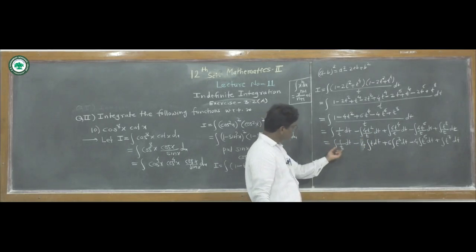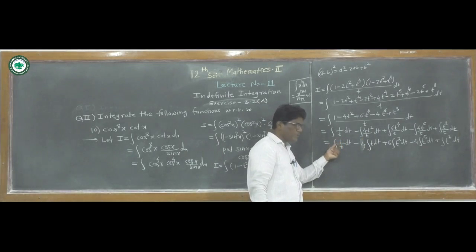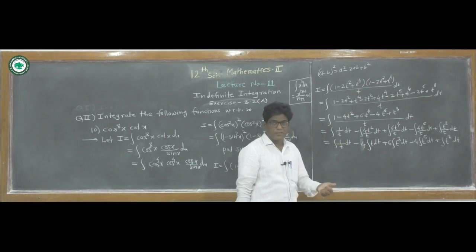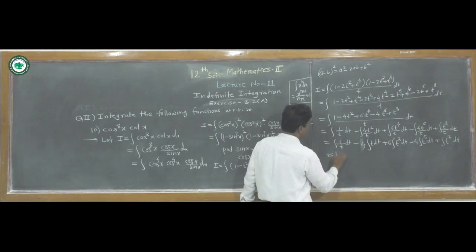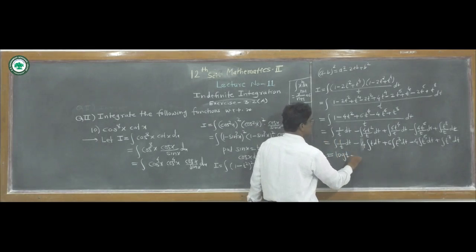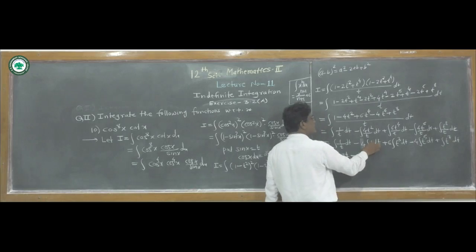Now here the first integral is integration of 1 upon t. Now 1 upon t is the derivative of log t. The derivative of log t is 1 upon t. Therefore integration of 1 upon t is log of t. Minus 4 as it is. Here t to the power 1.